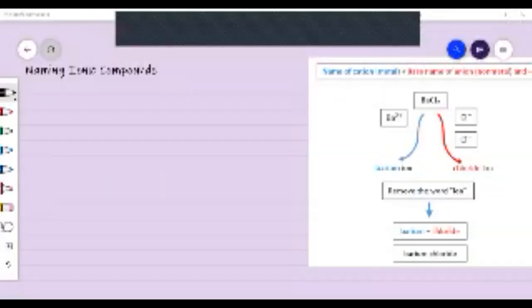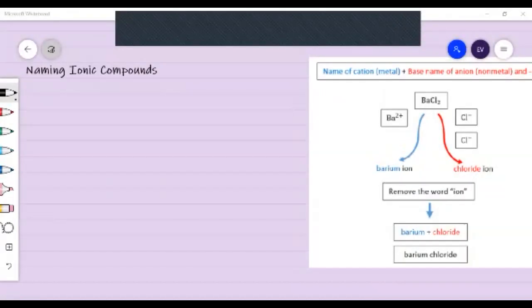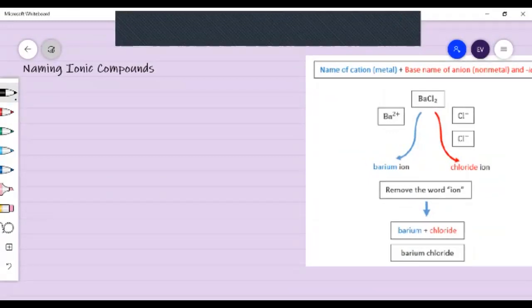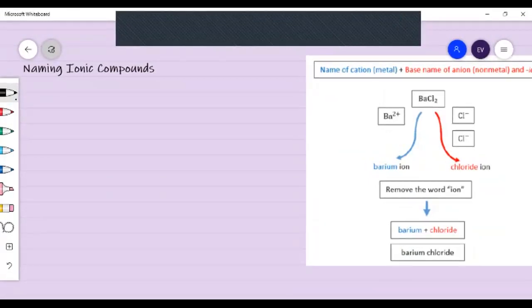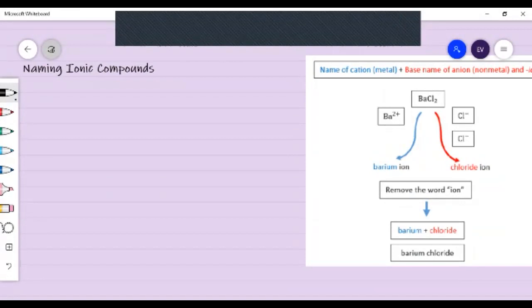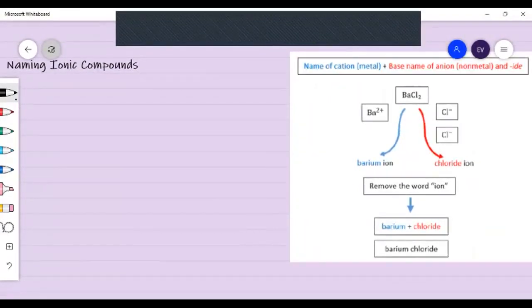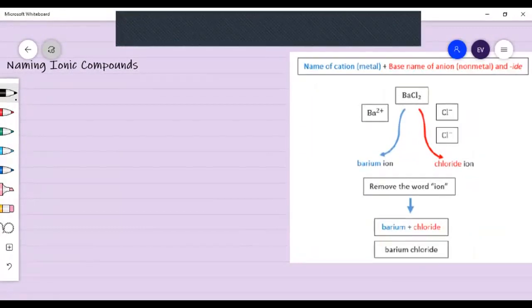Hey guys, okay, so here's the next subunit, and what we're going to do is focus on naming compounds. In the last video, we talked about forming compounds. Now we're going to name them. Take a look at this little graphic here, and this kind of breaks it down for you. So we already said that the metal is the cation and the non-metal is the anion.